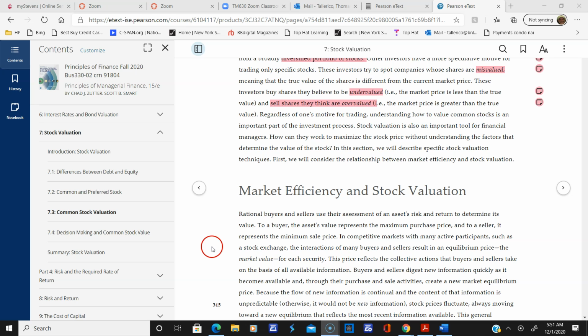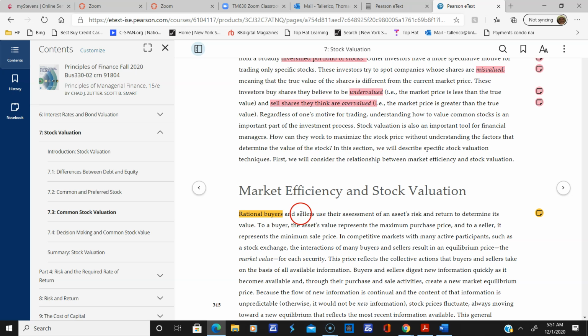So we're back in chapter 7, and I want to pick up here where we left off. I want to talk about market efficiency and stock valuation. They bring up the term rational buyers, and rational buyers means people who use their head before they buy stock.